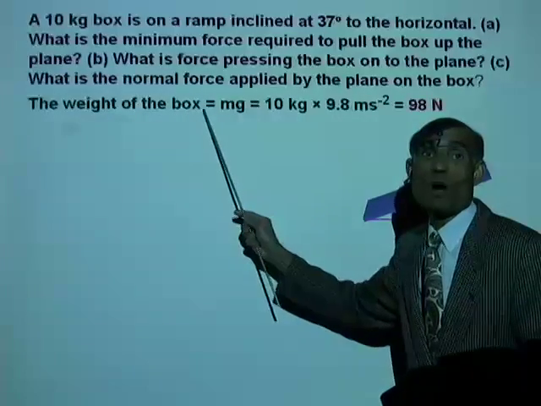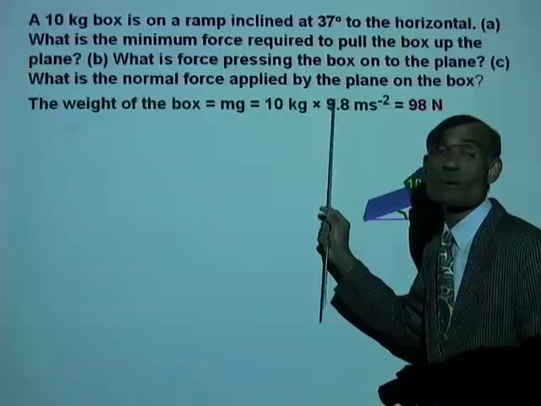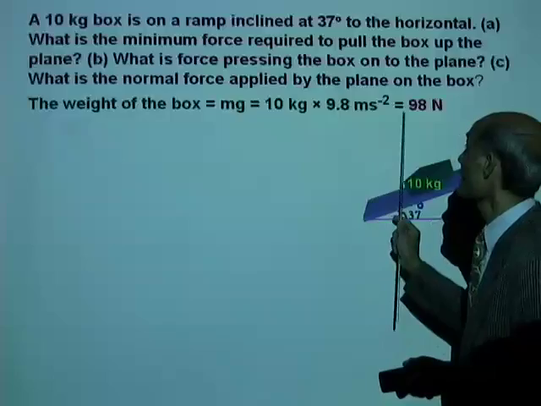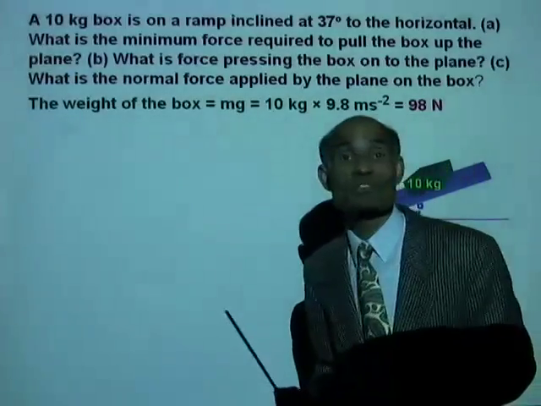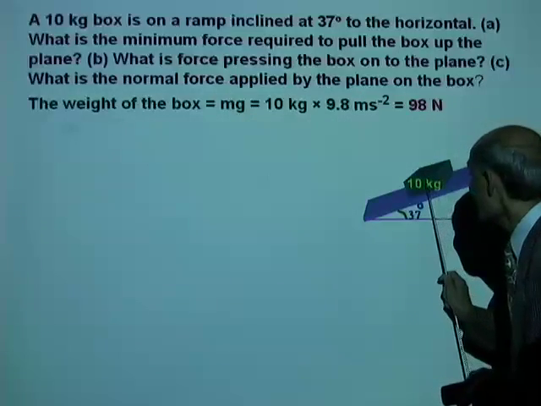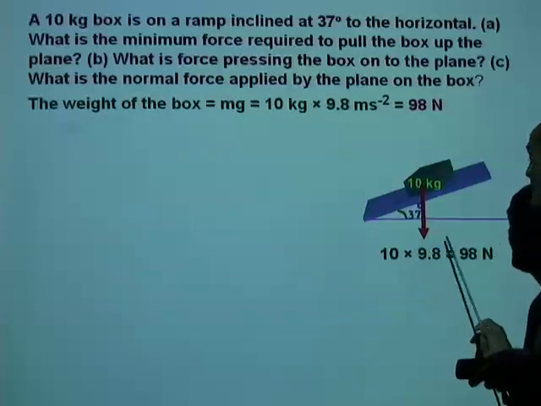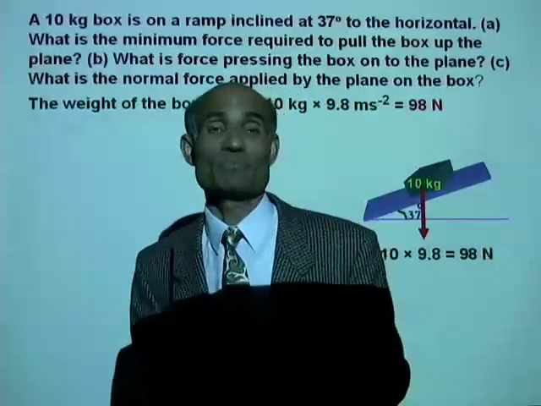The weight of the box is m times g, that is 10 kilogram times 9.8 meter per second squared, that is 98 Newton. And what is the direction of this weight? It will be acting vertically down. So the weight is 98 Newton acting vertically down.